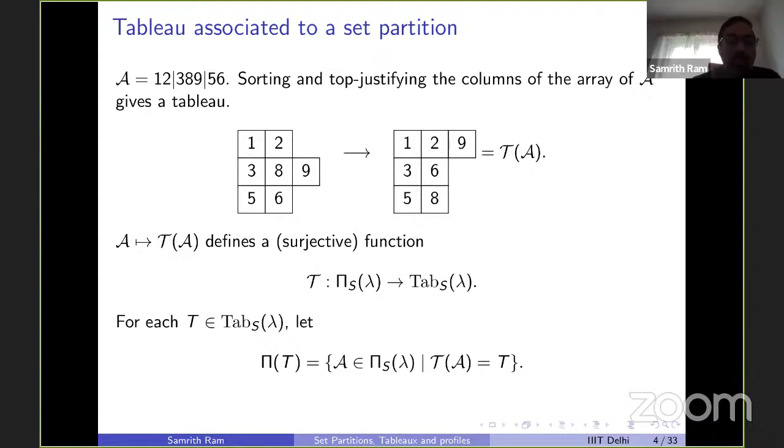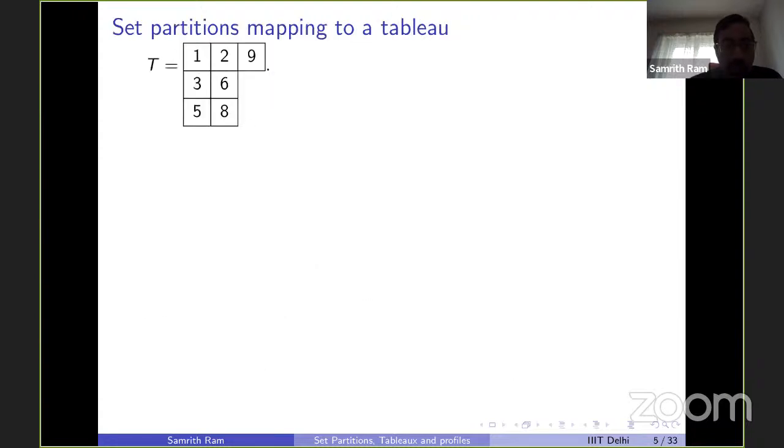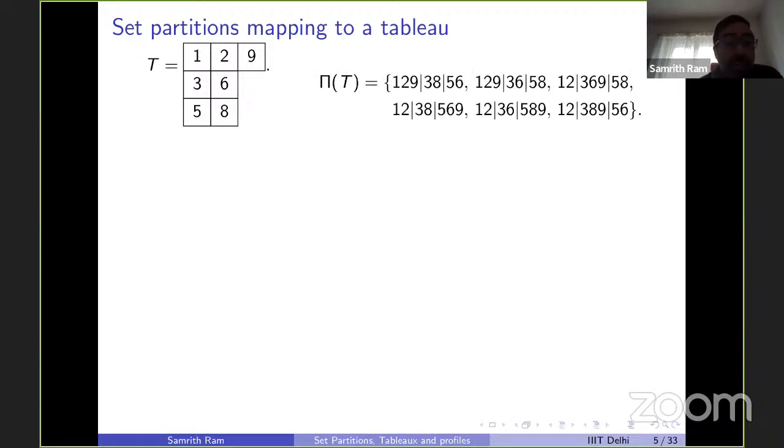All right. So let Pi_T denote the fibers of this map. That is, given any tableau, look at all those set partitions in Pi_S lambda that map to this given tableau. Of course, multiple set partitions could map to the same tableau. For instance, if you have this tableau, then an exhaustive list of the Pi_T is given by all of these set partitions written in standard notation. In this case, there are 6 set partitions mapping to this tableau.